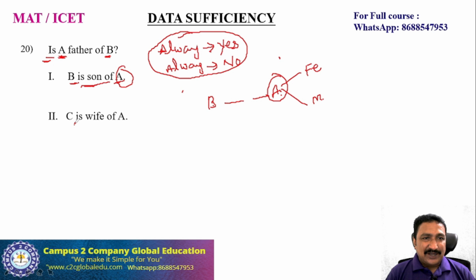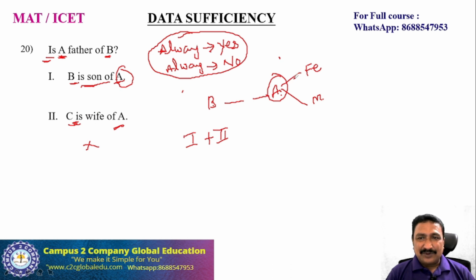And the second statement: C is the wife of A. So we can rule out this statement clearly. Why? Because they are asking about A and B, but the second statement gives information between C and A. So we can rule out the second statement. But when you have cancelled choice A and choice B, you have to combine both statements. If you combine both statements, now look at it.